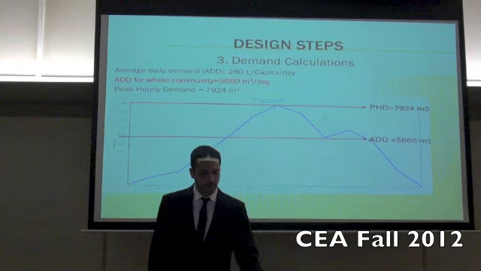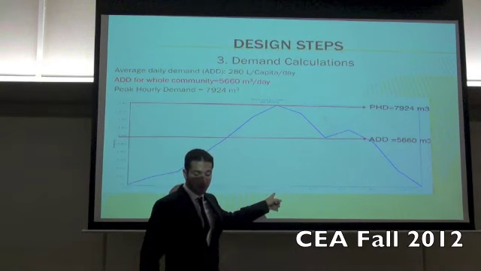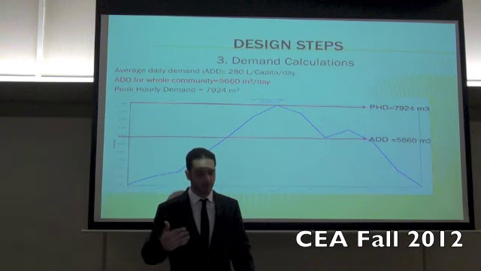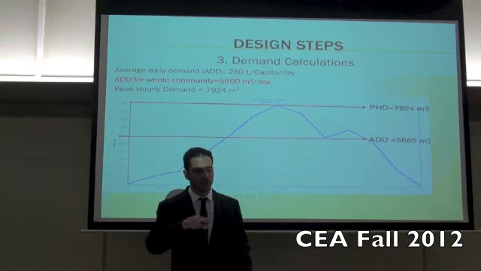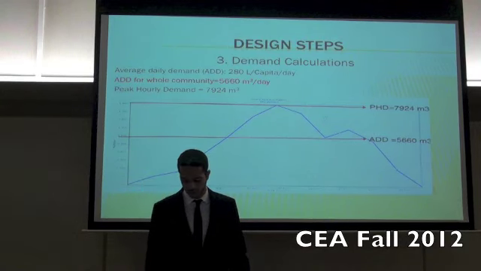For the peak hourly demand, the peak hour factor occurs at around 12 noon. It is a factor of 1.4 of the average daily demand. Therefore, we have a peak hour demand for the whole community of 7,124 meters cubed.